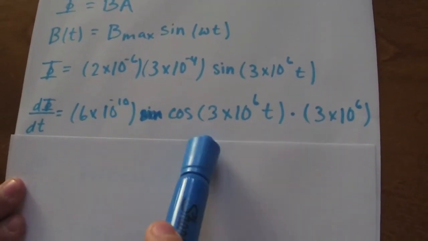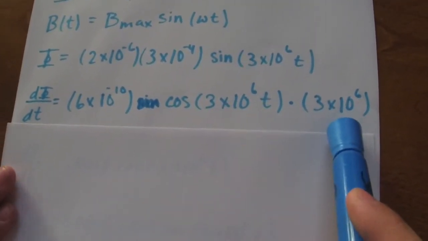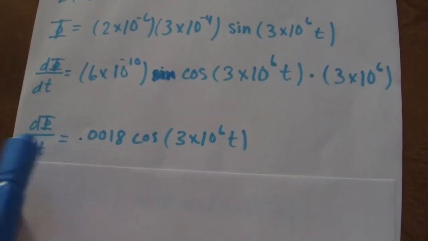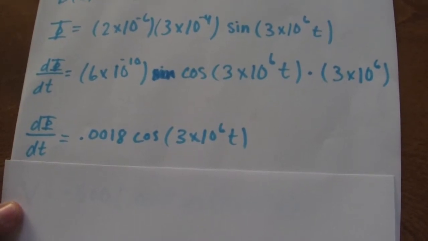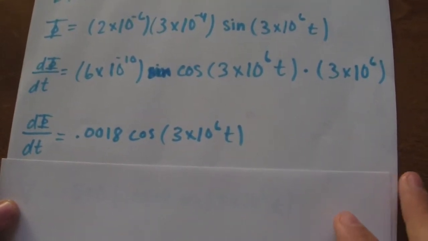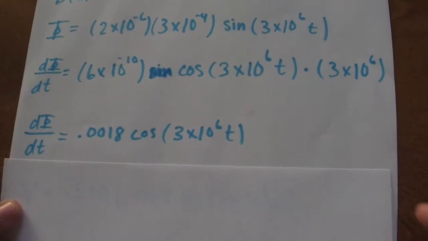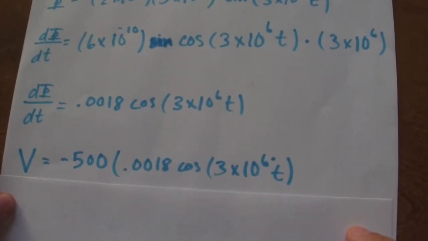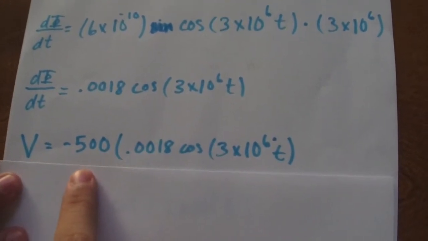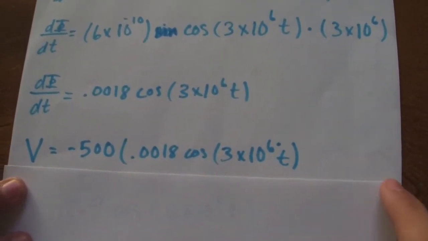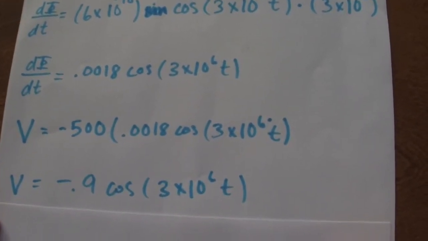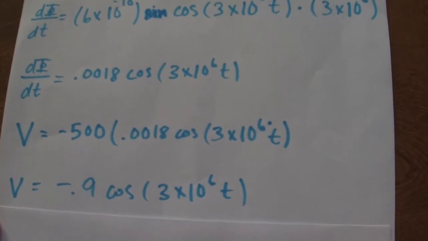You're going to get the normal equation; make sure you do chain rule and multiply by your inside function, which simplifies down to dΦ/dt equal to 0.0018 cosine of 3 times 10 to the 6 t. Now plugging that back into the equation, V is equal to negative N, which is 500, times your dΦ/dt, which gives V equal to negative 0.9 cosine of omega t, or cosine of 3 times 10 to the 6 t.